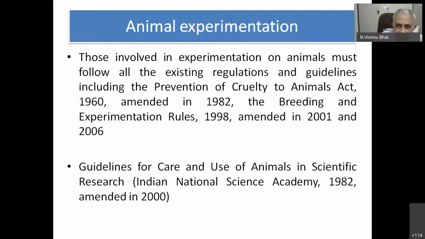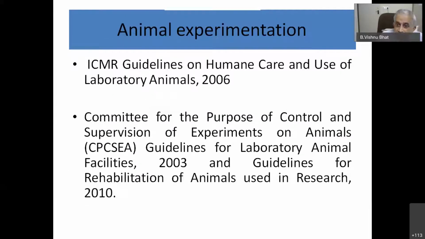So those involved in animal experiments must follow the existing regulations and guidelines. The Prevention of Cruelty to Animals Act 1960, which was amended in 1982. Breeding and Experimentation Rules on Animals 1998, which was amended in 2001 and 2006. So various rules have come. The guidelines for care and use of animals in scientific research by the National Science Academy was done in 1982, which was again amended in 2000. Then the ICMR guidelines on the care and use of laboratory animals came in 2006.